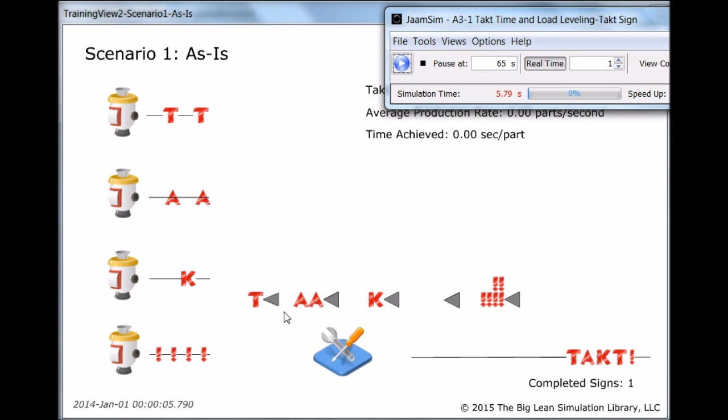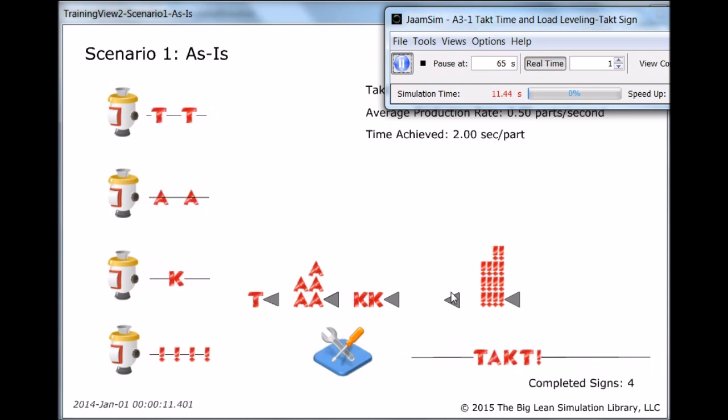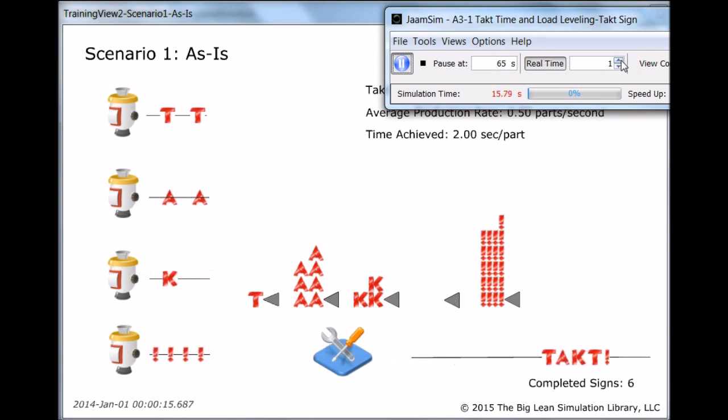So here you can see we have another one ready. It's waiting for this T to come into this bin, at which time it will start to assemble it. And that's what happened. It goes so fast you don't see it stay there. So let's go ahead and run it for the whole 65 seconds.